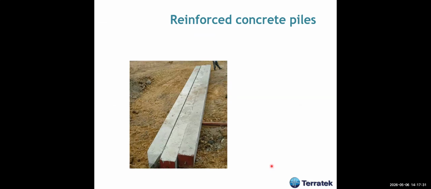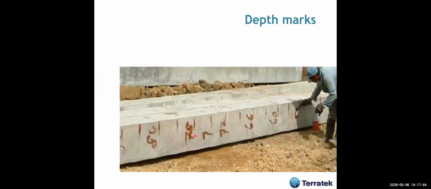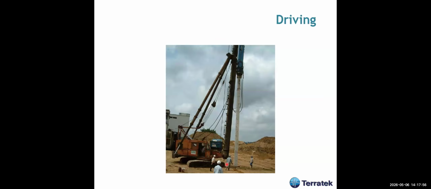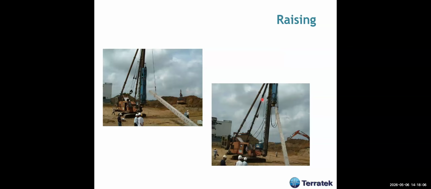Let's review how we install reinforced concrete piles. Here are some examples. These concrete piles are more or less 50 centimeters square, and usually we put marks on the pile in order to count the number of blows that are needed to drive these piles. And then we have the driving. This is a kind of diesel hammer. We're going to discuss hammers very soon. And this is how we install these piles.